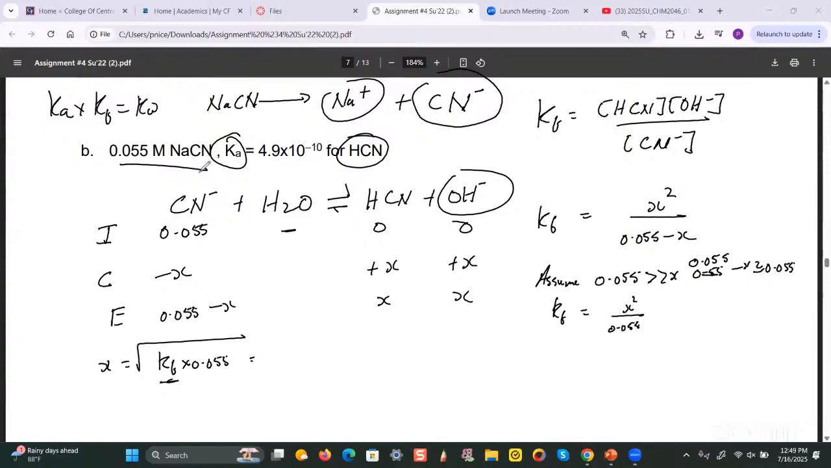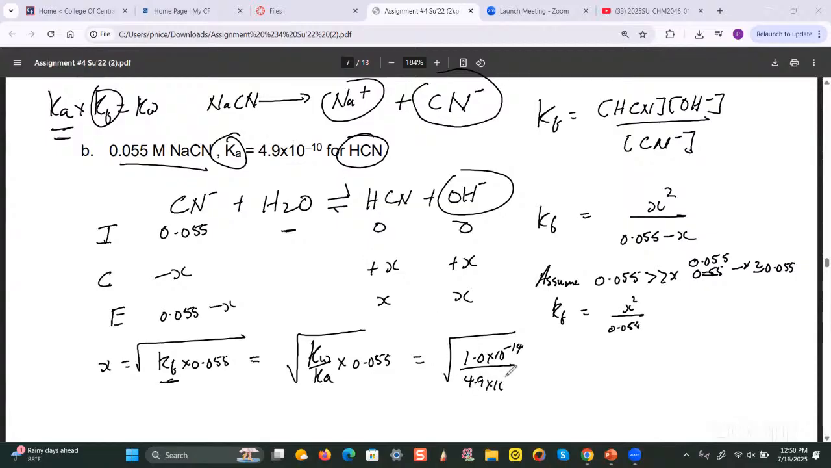So even though we don't know what the Kb is, we know what the Ka is, right? So therefore, what I'm going to do here is put, where Kb is, Kw divided by Ka, times 0.055, right? And then I put the numbers in. So let me continue here. Square root of Kw, which is 1.0 times 10 to the minus 14, divided by Ka, which is 4.9 times 10 to the minus 10, and then we multiply that by 0.055.